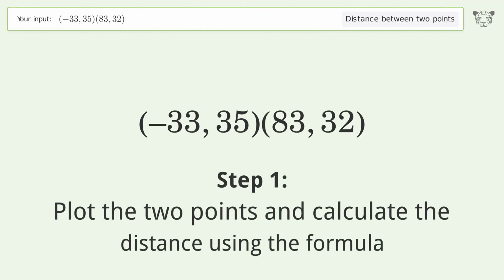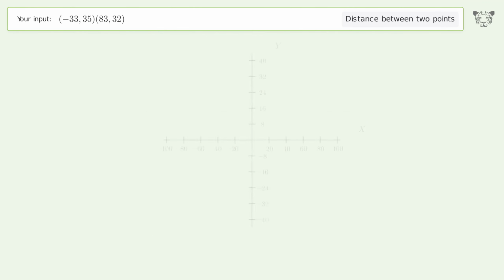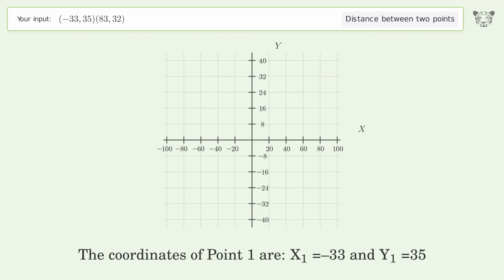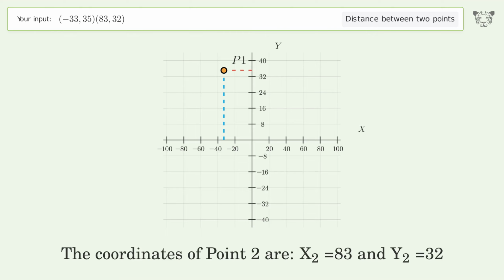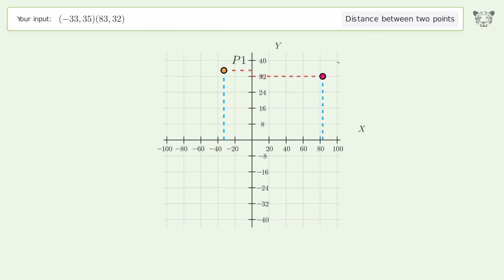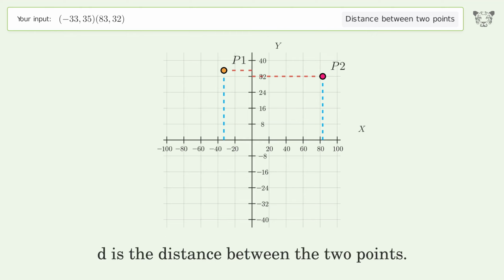Plot the 2 points and calculate the distance using the formula. The coordinates of point 1 are x1 equals -33 and y1 equals 35. The coordinates of point 2 are x2 equals 83 and y2 equals 32. D is the distance between the 2 points.